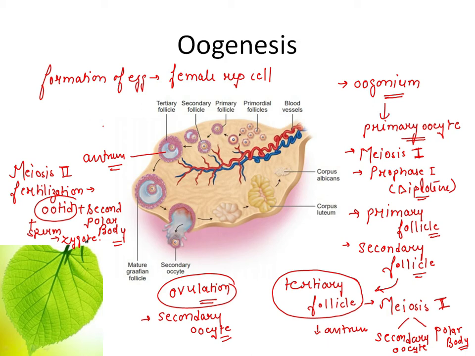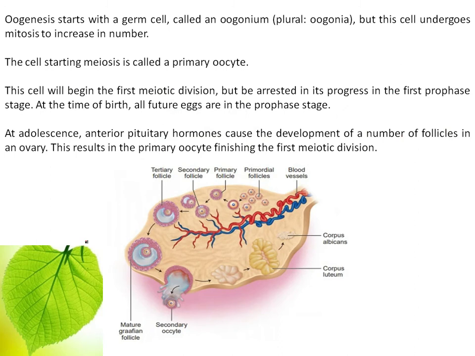So let us see the discussion in points now. Oogenesis starts with a germ cell called oogonium, but this cell undergoes mitosis to increase in number. As I have told you, oogonium undergoes mitosis, and after that the differentiation occurs to become primary oocyte. So the cells starting meiosis are called primary oocyte, which are being differentiated from here. This cell will begin the first meiotic division but be arrested in its progress in the first prophase stage.